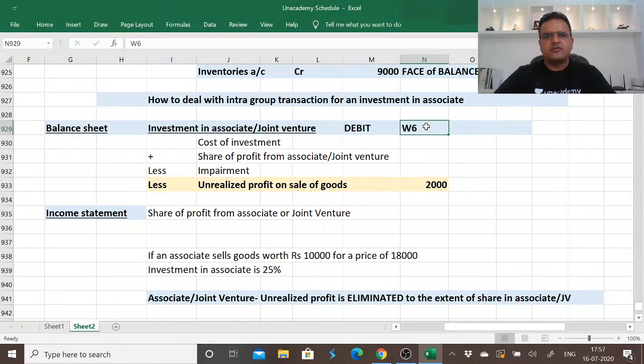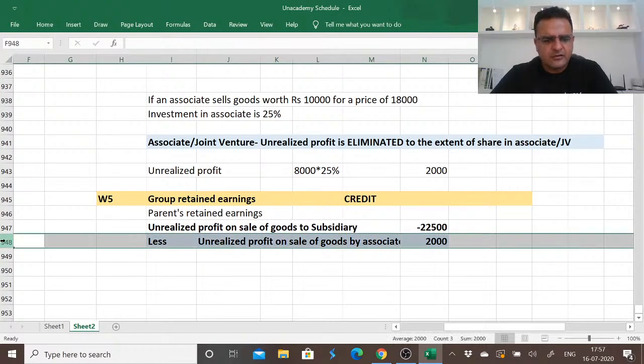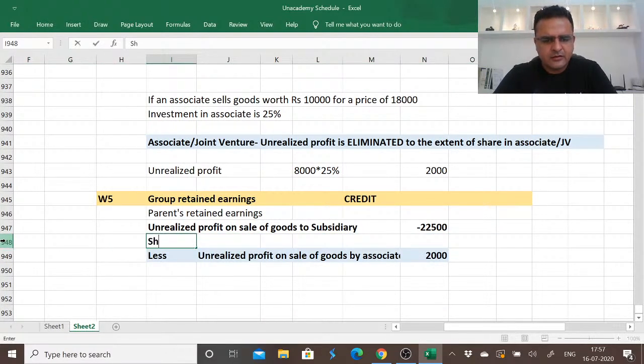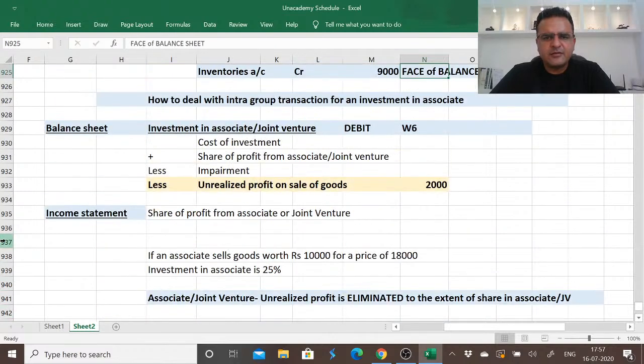Whenever there is an unrealized profit on sale of goods by an associate to a parent or subsidiary, or parent to associate, the unrealized profit is eliminated to the extent of share. Investment in associate will be having that profit because it is inflated by that unrealized profit. On the other side, share of profit from associate is also inflated.